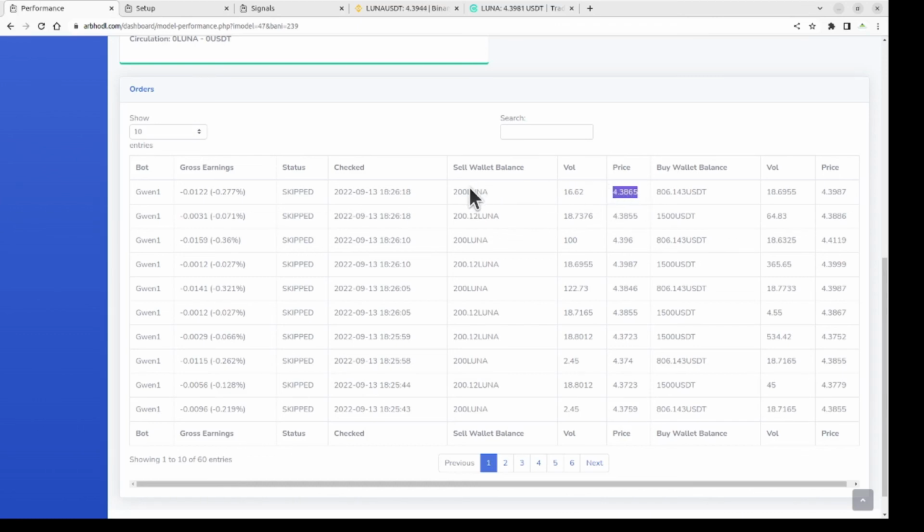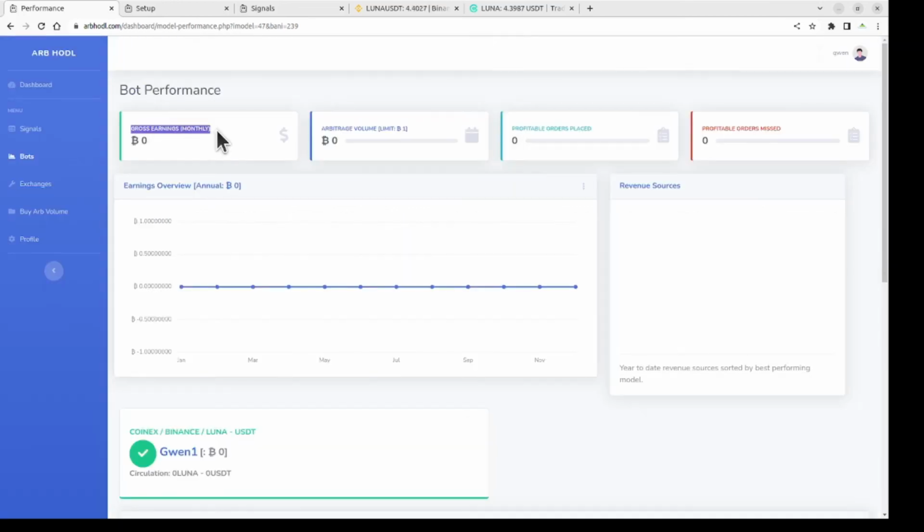You can also order the table by clicking here. The placed ones will always be at the top, and you can click next to see skipped ones on the table. The gross earnings monthly resets every first of the month. We bought 1 BTC ARB volume, so when your bot starts seeing orders placed, your zero will start counting up until the 1 BTC. And then you will see a notification that you should add more ARB volume. If your ARB volume fills up, in this case, to 1, then your bots will stop.